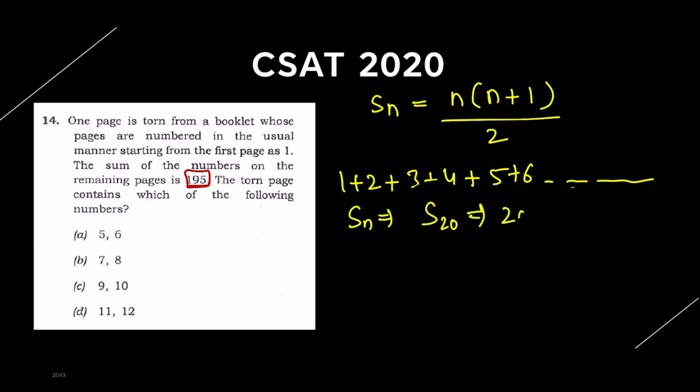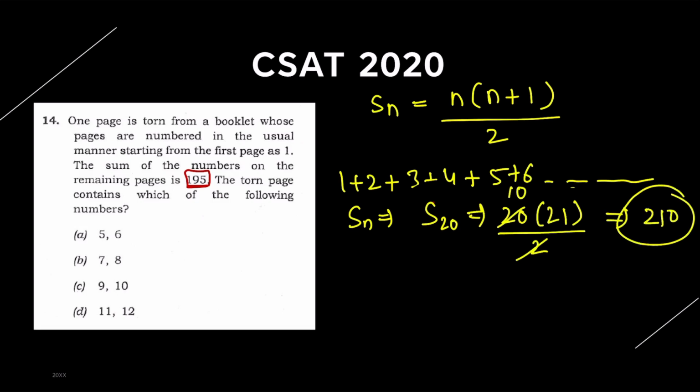Say I try 20 pages: 20 times 21 by 2. You do the calculation and it comes out to be 210. So we are close. It means a book could have 20 pages, but someone takes one page out of it and you are left with 195. So the original sum is 210. Someone took one page out of it, meaning two numbers are gone, and you are left with 195. Very much possible. It means the pages that were taken out should have a sum of 15, right?